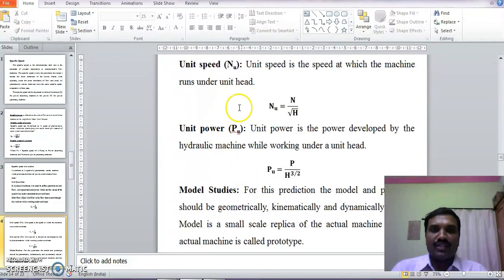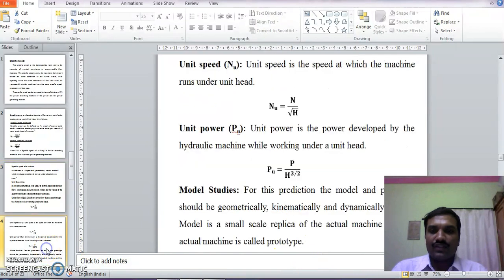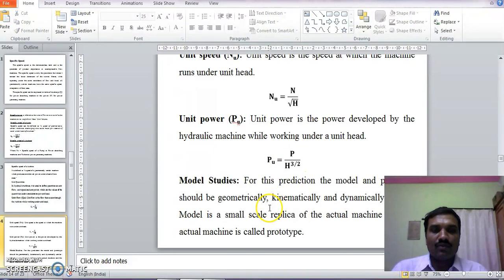Next comes unit speed. Unit speed is the speed at which the machine runs under unit head: Nu is equal to N divided by square root of H. Whereas unit flow is Q divided by square root of H. Unit power is the power developed by the hydraulic machine while working under unit head: Pu is equal to P divided by H to the power 3 by 4.